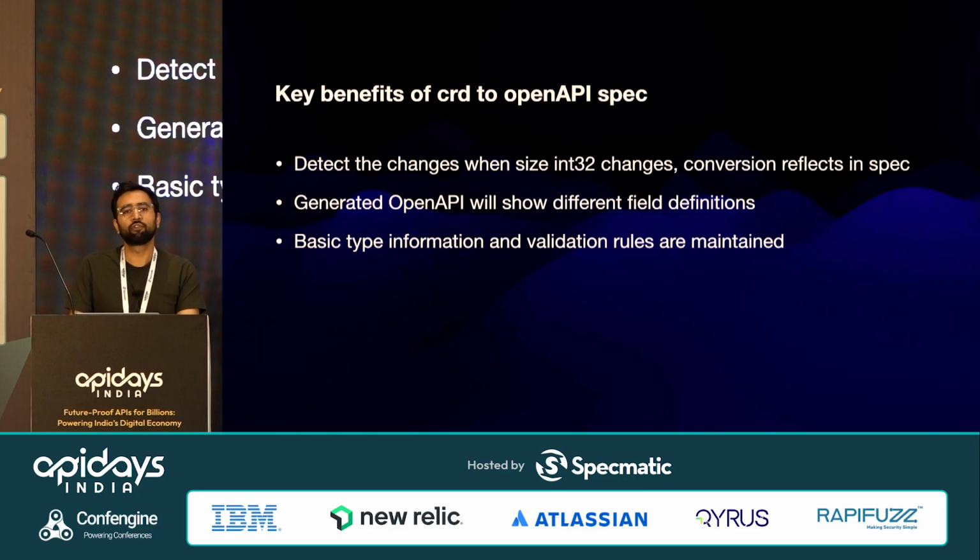Now what are the key benefits of using this approach? We initially discussed that when some member in the team changes the pod size from int32, it creates some problem. Once that problem happens, you can see the changes are already reflected in the specification. The good part is that the OpenAPI schema has different field definitions which were missing in the CRD file, and some of the validation rules and information are well maintained.